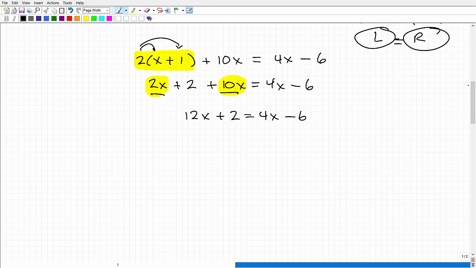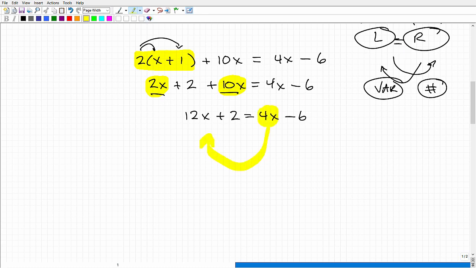All right, now at this point, what you want to do is move all your variables over to the left-hand side and move all the numbers over to the right-hand side. So let's start with the variables first. I have this 4x on the right-hand side. I want to move it over to the left-hand side. So the way I'm going to do that, I'm going to subtract the 4x over here, but if I do subtraction on the right-hand side, I'm going to have to do it over here on the left-hand side. So this is going to be 8x plus 2 is equal to negative 6.